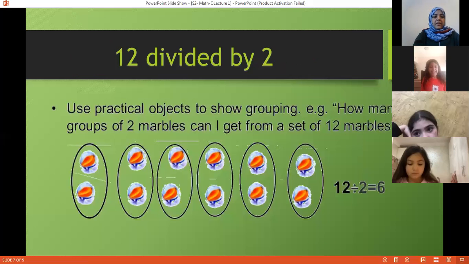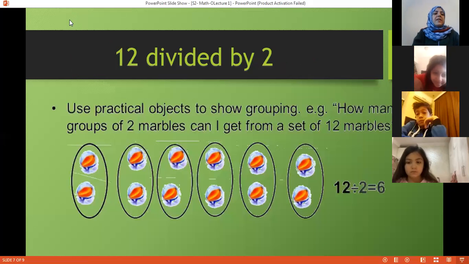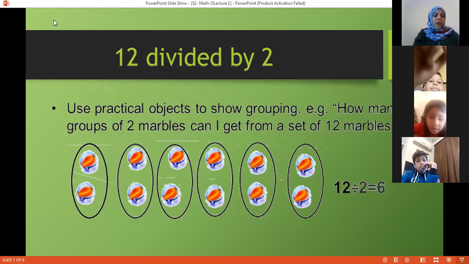So now, as you can see, how can I tell this in real life? Suppose you have 12 marbles. How many marbles do you have? 12. You need to divide them among you and your friend. So you and your friend, you are 2.